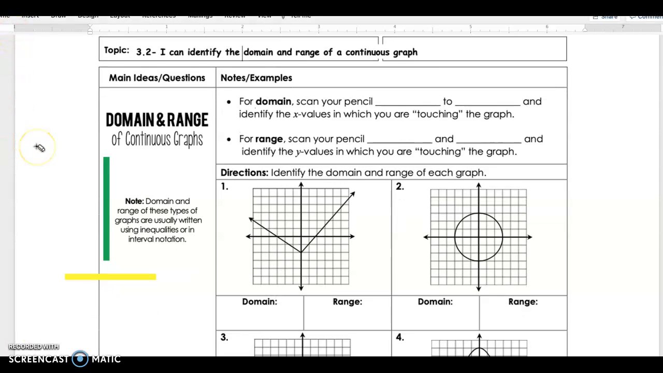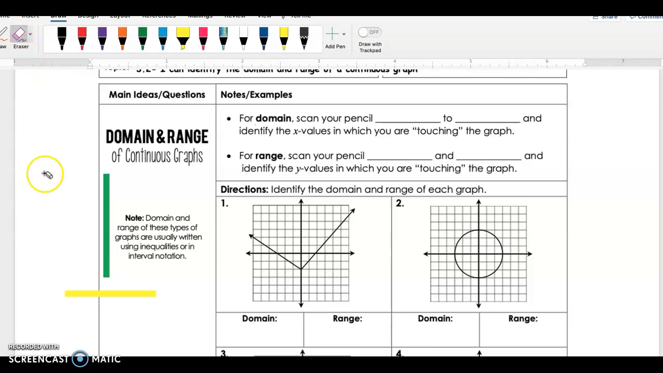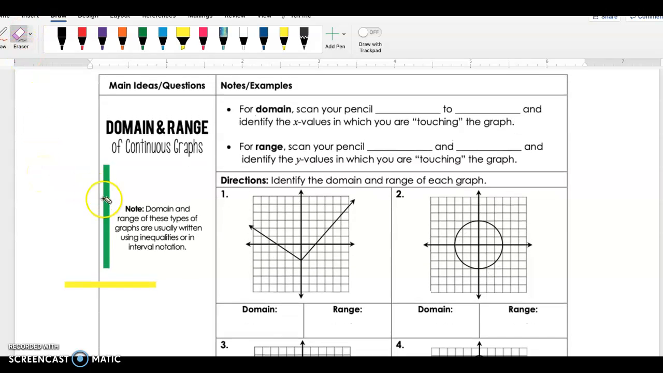I wanted to go over domain and range of a graph with just the pictures. So we're going to talk about that and then we'll write them down and you can tell me what you think. Hopefully it'll make some sense to you.